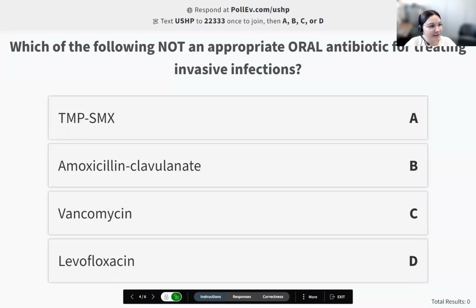Okay, which of the following is not an appropriate oral antibiotic for treating invasive infections? So, keyword here is oral antibiotics. So, which of the following would not be appropriate? Would it be trimethoprim-sulfamethoxazole, amoxicillin-clavulanate, oral vancomycin, or levofloxacin?